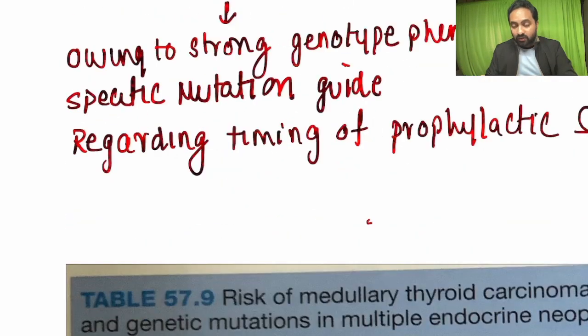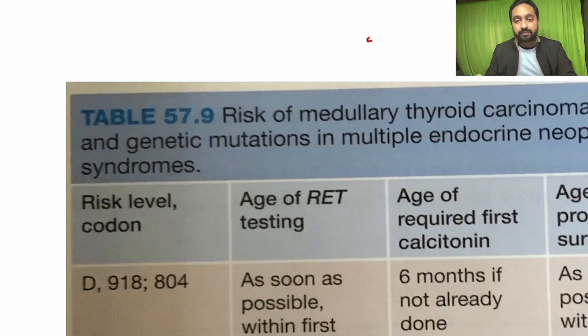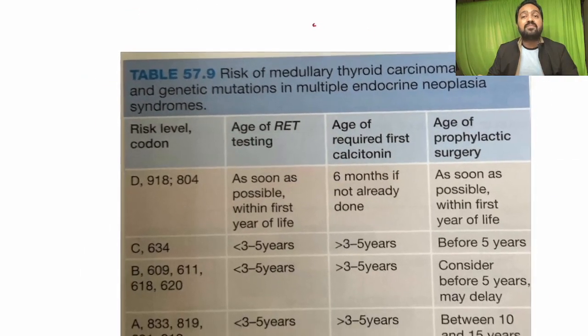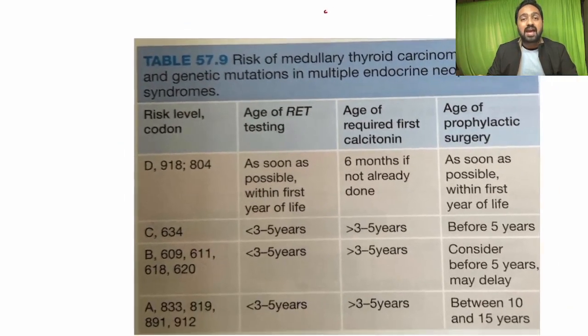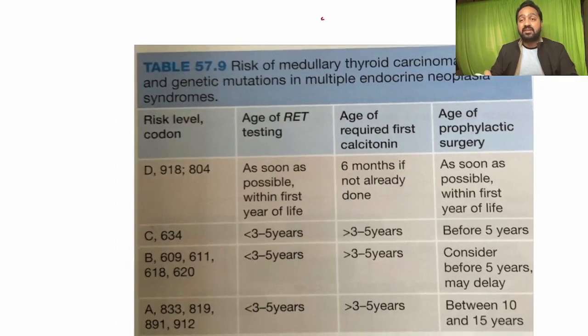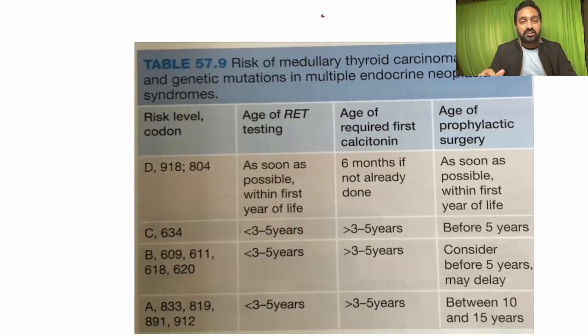So let's look at another table, right, where we have risk of medullary thyroid carcinoma and genetic mutations in multiple endocrine neoplasia syndrome.